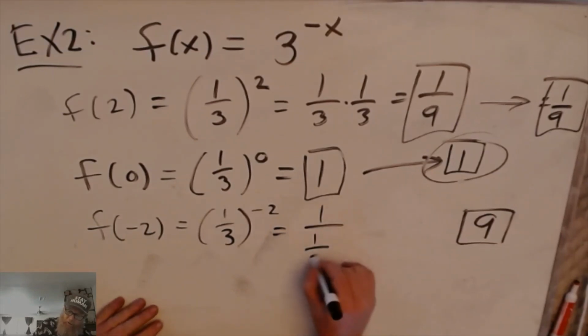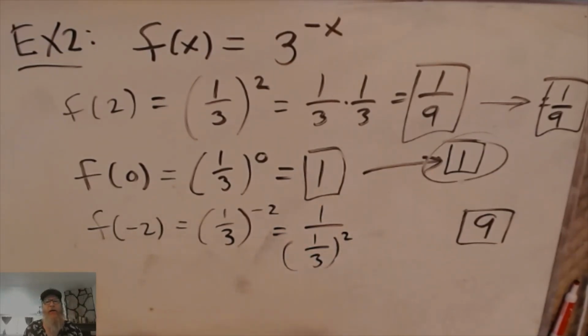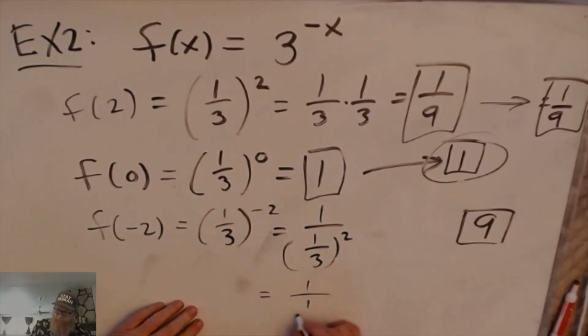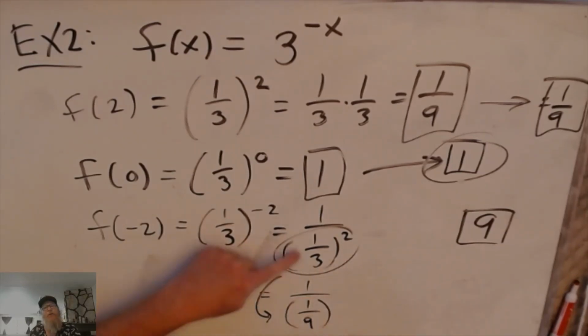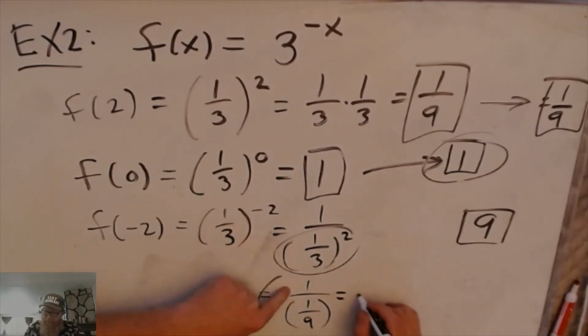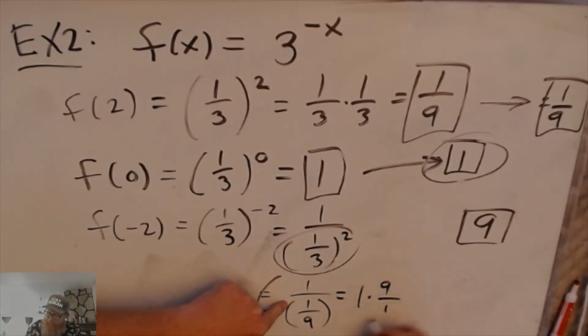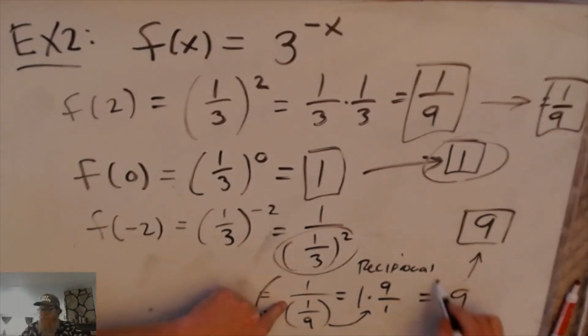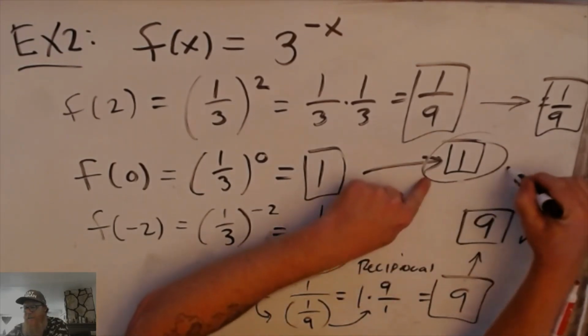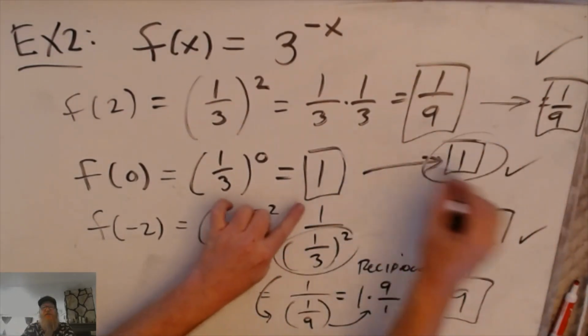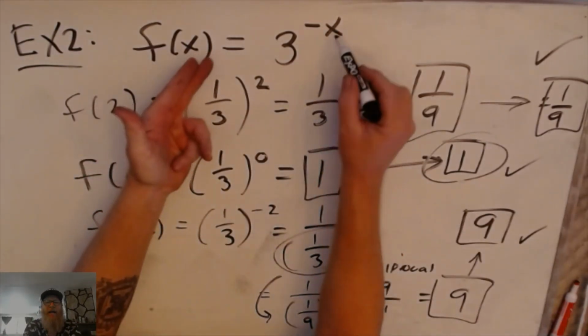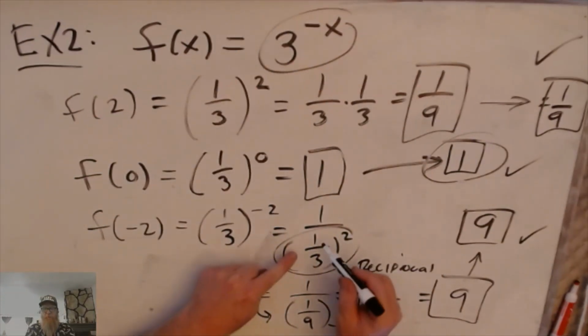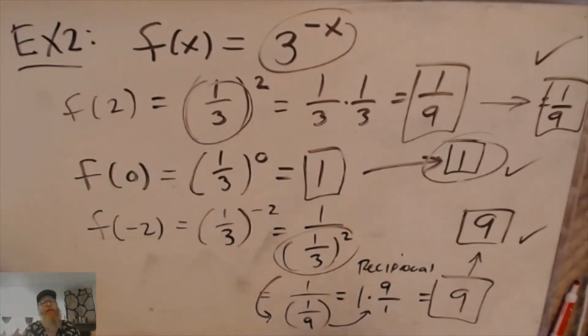This would be 1 over 1/3 squared. And you might be going, no, don't do it. But I'm doing it. 1/3 squared is 1/9. Yeah, 1/3 times 1/3 is 1/9. And then you have a reciprocal of 1/9, which is 9 over 1, which we all know as 9. So you're going to get the same answer. Check, check, check. All of these should have the same answer, whether you write it as a negative power or whether you write it as a fractional base. They mean the same thing.